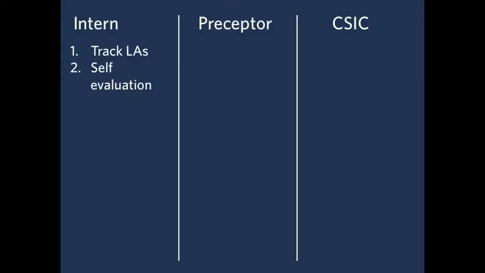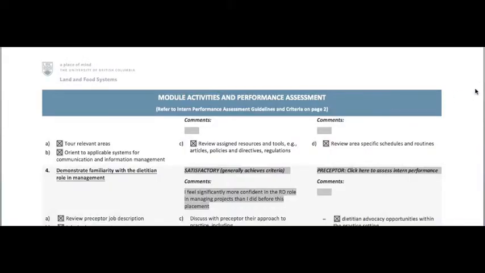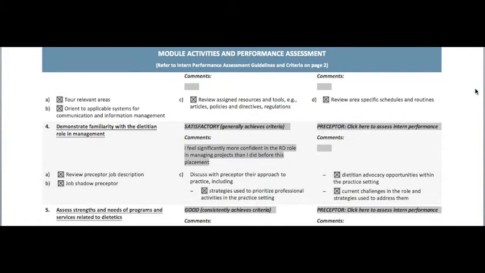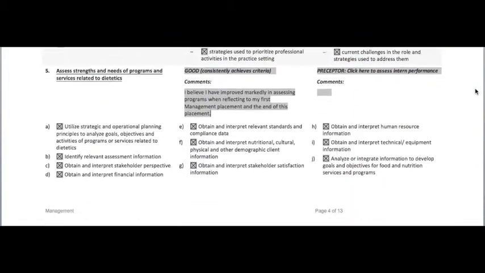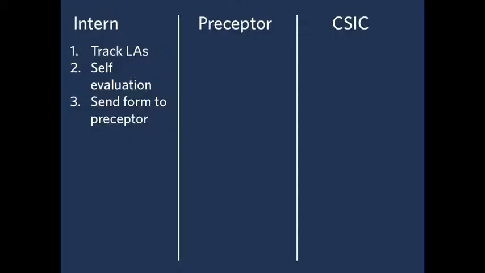We'll now walk through the new process for completing and submitting forms from start to finish. The process starts with the intern checking off completed learning activities and completing a self-evaluation related to each performance objective throughout the placement. The intern is then responsible for sending the form with their section completed to the preceptor 2 to 3 days prior to the end of the placement.